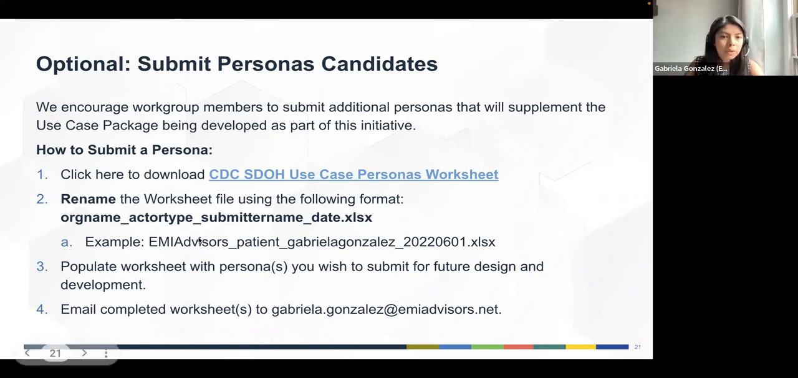We do ask you if you can kindly please rename the worksheet when you send it back with your organization name, entity name, the actor type, so what type of persona that is, and then your name.